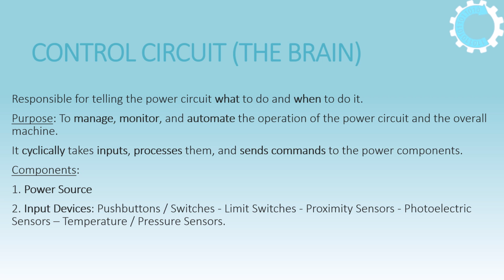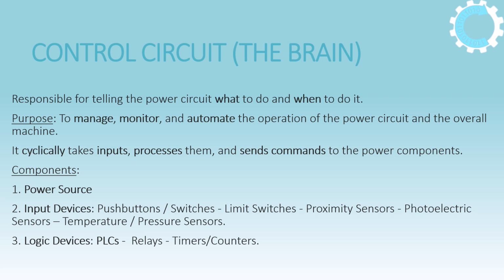Third group of components are the logic devices, such as programmable logic controllers, known as PLCs, which are the most common brain in modern industrial machines, executing programmed logic. Relays, that are electrically operated switches that use a small control current to switch a larger current, often used to interface between control and power circuits. Timers and counters, which provide time-based or count-based control used in simple logic control.